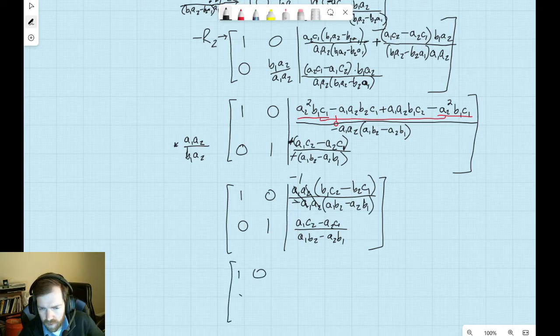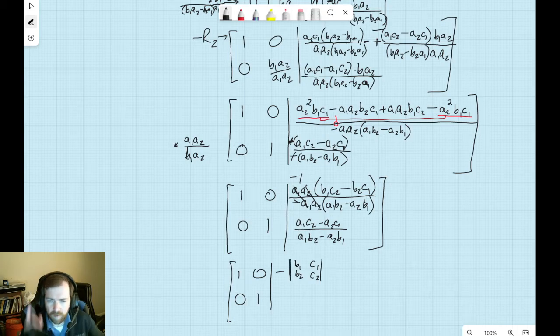Okay, 1001. Augmented with. Here we have a negative determinant of vectors B1, B2, C1, C2. Again, B1, C2 minus B2, C1. Okay, divided by determinant. Man, we're going way over here.